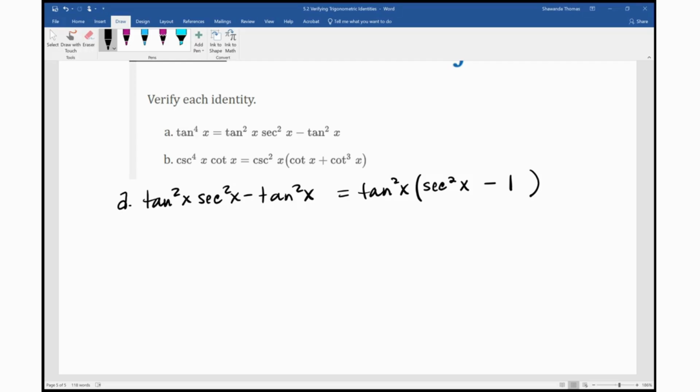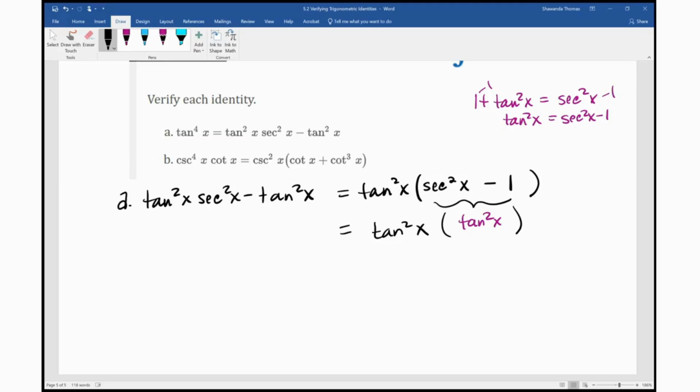That secant squared x minus 1 looks a little familiar. We have tangent squared x times secant squared x minus 1, and we're trying to get to tangent to the fourth power of x. What do y'all think about that one? The second Pythagorean identity, which is? Tell me what it is. 1 plus tan squared x equals secant squared x. Very nice. And then we can subtract 1 to get it to look like what we want. So tan squared x equals secant squared x minus 1. So we can replace this with a tan squared x. We got the first tan squared x, and we got the second tan squared x, which gives us our tan to the fourth power of x, which is our left-hand side.